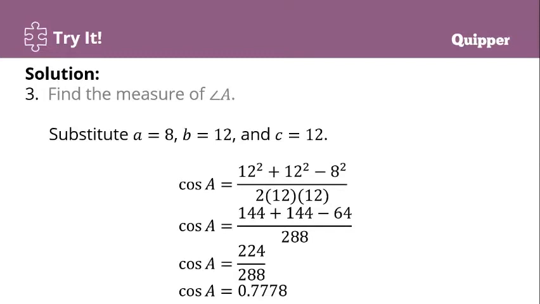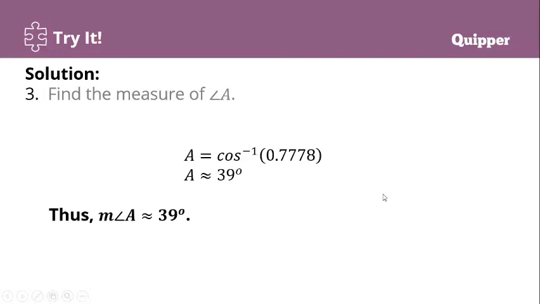0.7778. But this is not yet the final answer because we are looking for angle A. Remember, when you find the angle, you need to take the inverse of that function, cosine inverse of 0.7778, which is approximately 39 degrees.